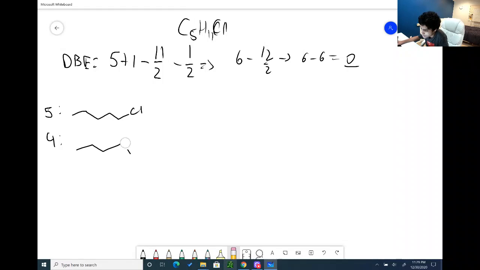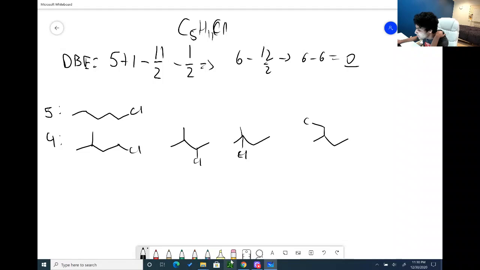Oops. Put one here. So then you're going to have another chlorine here. And then you can also do the same thing here. You can add another chlorine here, and then another chlorine here, and also another chlorine here. So these also are your isomers.